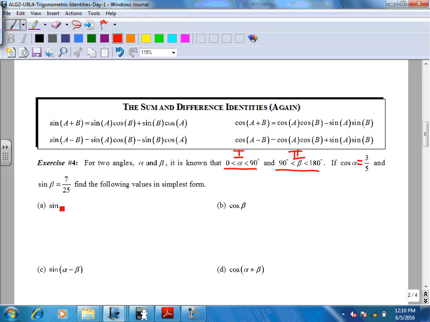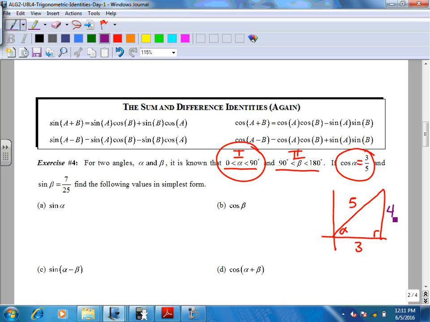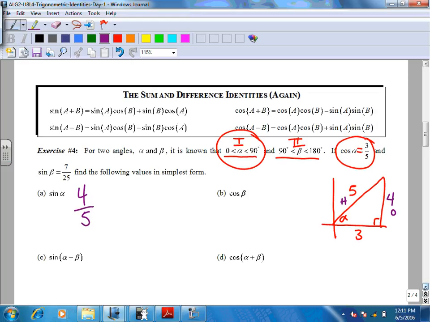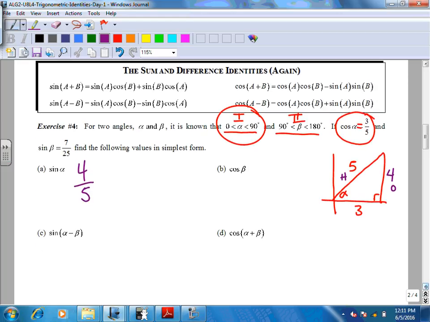Find sine of alpha. Well, if we know what cosine alpha is, and we know alpha is in the first quadrant, we can draw a picture in the first quadrant. Here's our angle alpha. Cosine is adjacent over hypotenuse. Well, if we do Pythagorean theorem, that missing side is going to be 4. So sine of this angle, opposite over hypotenuse, would be 4/5. And we don't have to worry about any negatives here because we're in the first quadrant where everything is positive.